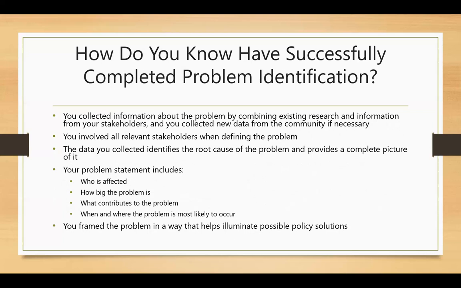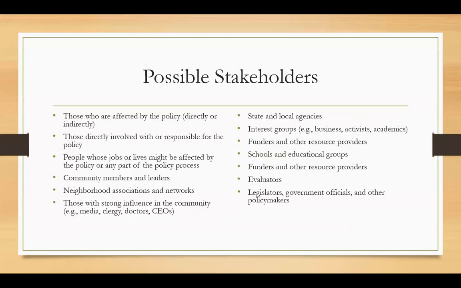The data you collect identifies the root cause of the problem and provides a complete picture of it. Your problem statement should include who is affected, how big the problem is, what contributes to the problem, and when and where the problem is most likely to occur. Then you finally frame the problem in a way that illuminates possible policy solutions. When we have created this problem statement correctly, built it all the way out, and framed it, we're going to start to see possible solutions to our problem.